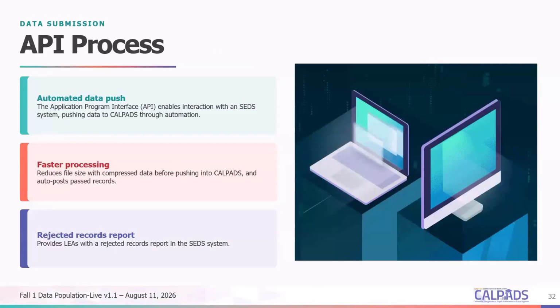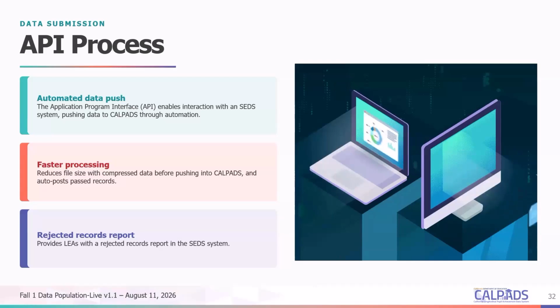So the 4 special education file types are not submitted directly to CALPADS. Rather, the SPED data is entered into the local education data system and transferred directly into CALPADS from the SEDS via an API, an application program interface. The API is what allows this automated interaction between the local SEDS and CALPADS. This allows for faster processing of students with disabilities records.